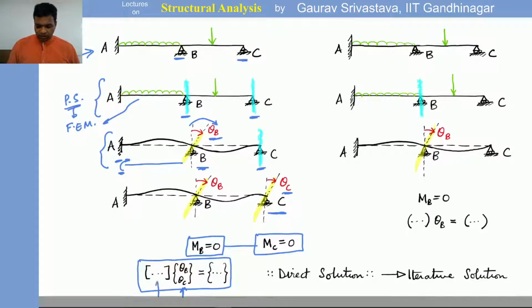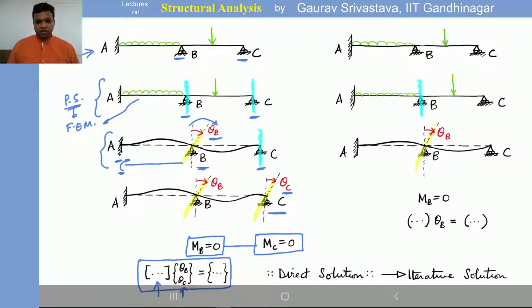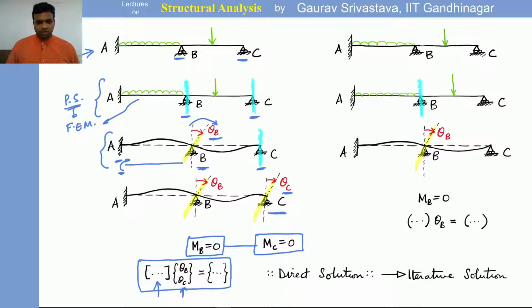This was the matrix which we said will be the stiffness matrix in a sense, right? And this right hand side vector was coming from the fixed end moments. Essentially, the negative of the fixed end moments was this right hand side vector, right? And by solving this, we were able to find out theta B and theta C, and then we put them back into the slope deflection equation. We were able to find all the moments, right?